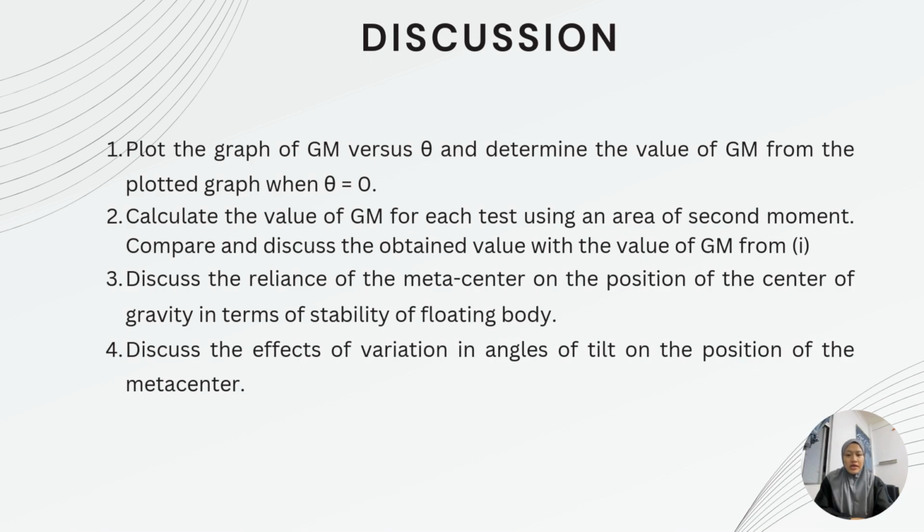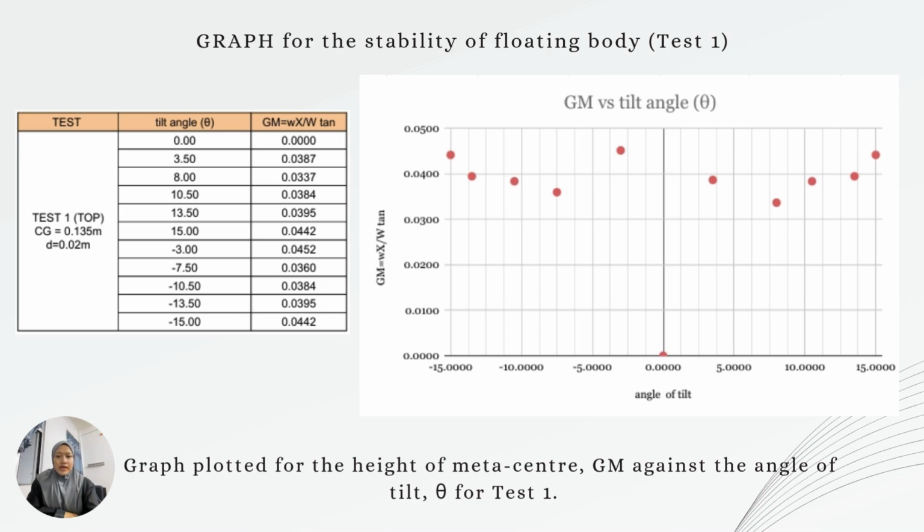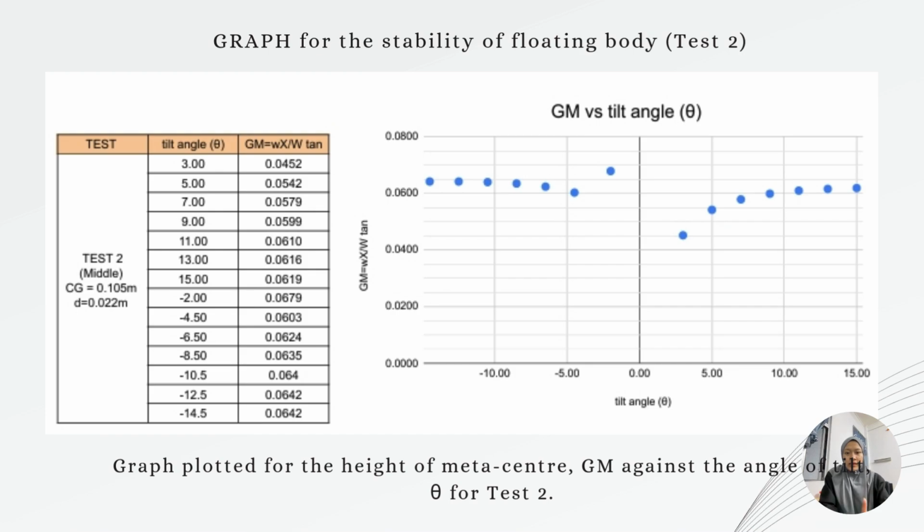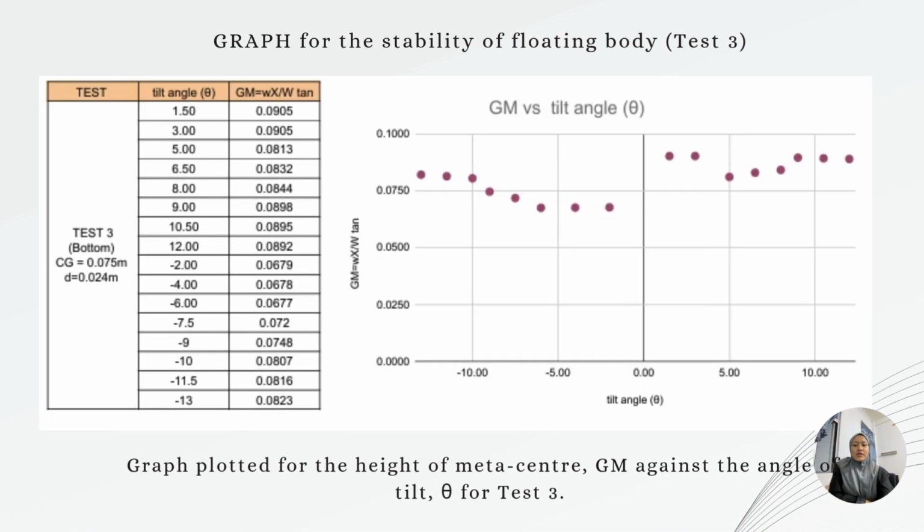position of the metacenter. So next, this is the graph for the stability of floating body for test 1, which is on top of the pontoon. And then this is the graph for the stability of floating body for test 2, which is in the middle of the pontoon. Next, this is the graph for the stability of floating body for test 3 at the bottom of the pontoon.